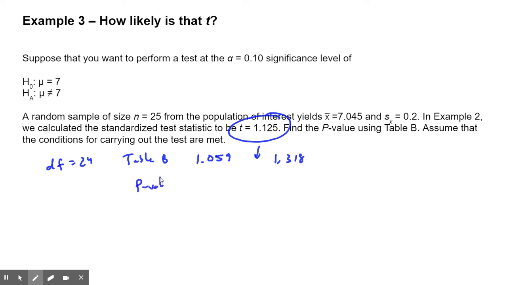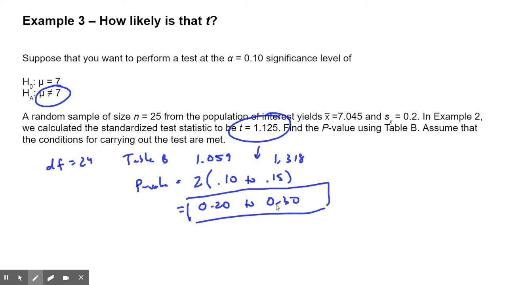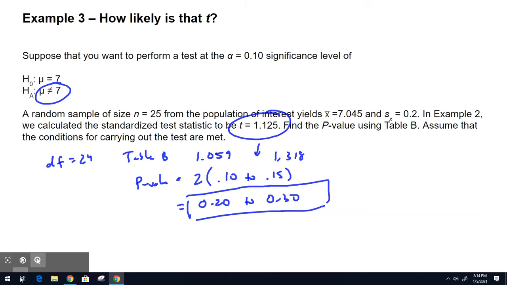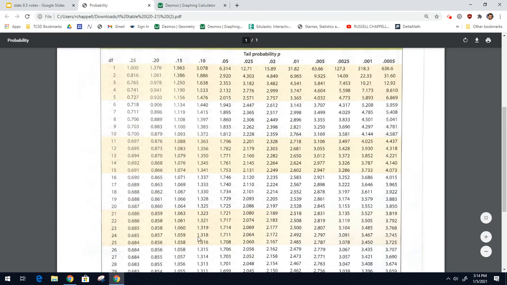Then your p-value is going to be, because this is two-sided, two times the values of 0.10 to 0.15, which means your p-value is going to be between 0.20 and 0.30. This is your estimation for the interval of your p-value. If it was a greater than or less than symbol, I would have put 0.10 to 0.15. But because it's a not equal to, I have to double that because I have to include the right and left tail. Where did I get the 0.10 and 0.15? I found my two values on the table, 1.059 and 1.318, and went up to 0.15 and 0.10. Then I doubled them because of the two-sided test.